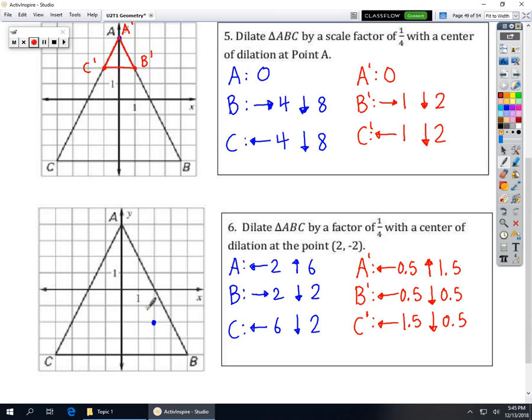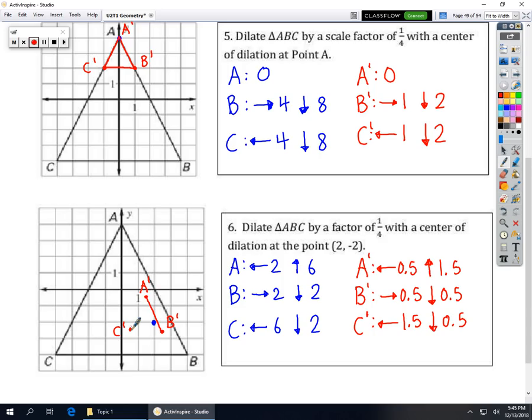So starting from the center, let's follow our instructions. Left 0.5, up 1.5. And that is my new A prime. B, I go left 0.5. Nope, not left. Looks like I made a mistake. That's right 0.5. Yeah, there we go. So right 0.5 and down 0.5. That's your B prime. C is left 1.5 and down a half. C prime. I'm going to connect this. That is not pretty.